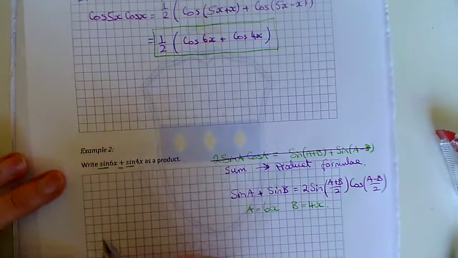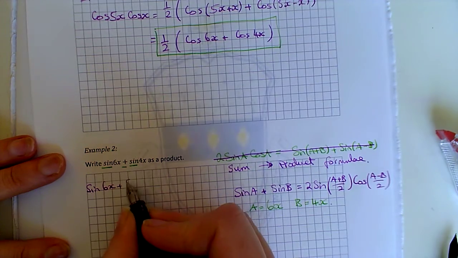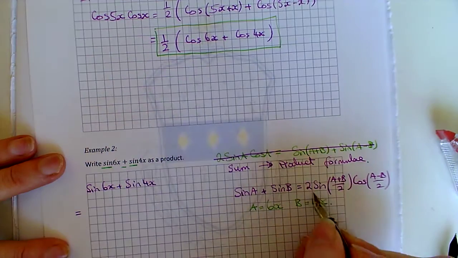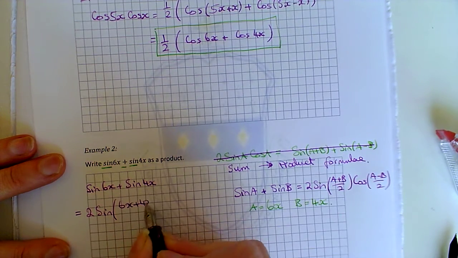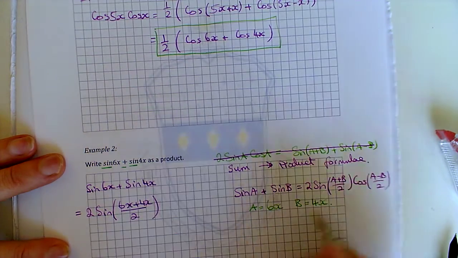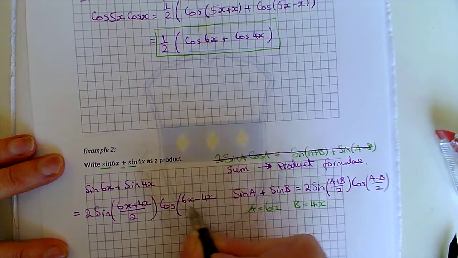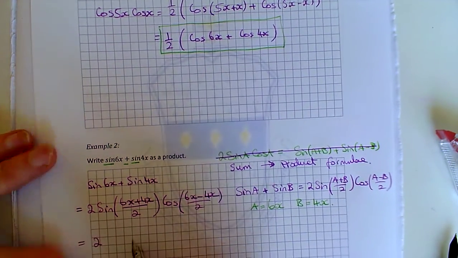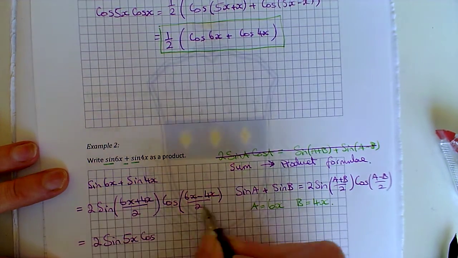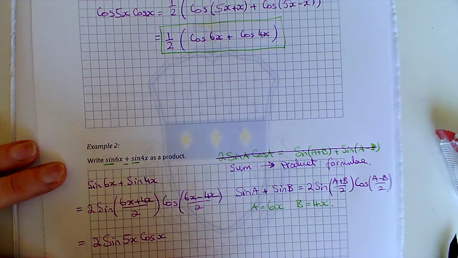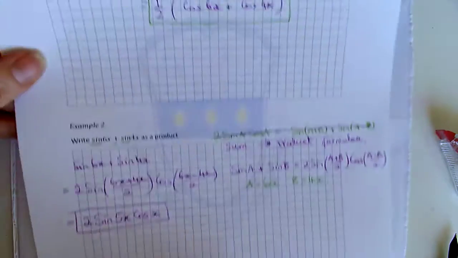So that means when I fill into this formula, sine of 6x plus sine of 4x is equal to twice sine of the two things added together, 6x plus 4x all over 2. It looks complicated, but it simplifies really quickly, by cosine of 6x minus 4x over 2, and that's twice sine 10x over 2 is 5x, cosine 2x over 2 is x. And there's our answer. Okay, so the formulas are already set up for us.